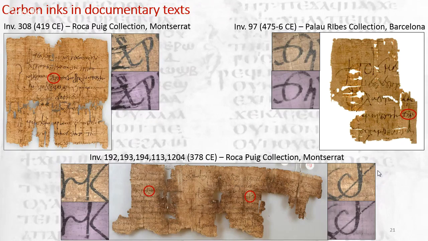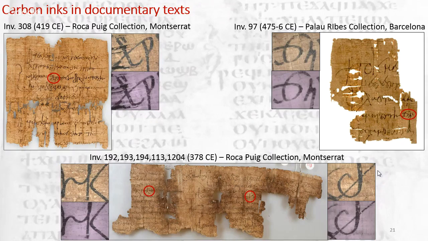Out of 77 documentary text, the 86%, meaning 66 of them, were written in carbon. Out of 80 literary manuscripts, 96% were written in iron wool ink. So indeed, it seems there is a trend in the use of the type of ink according to the type of text to be produced.